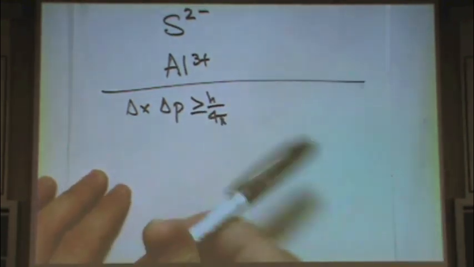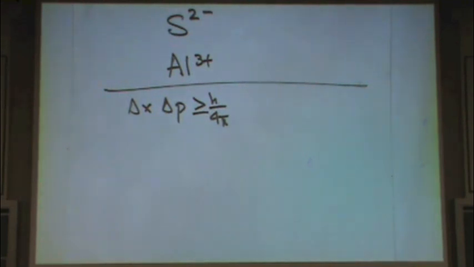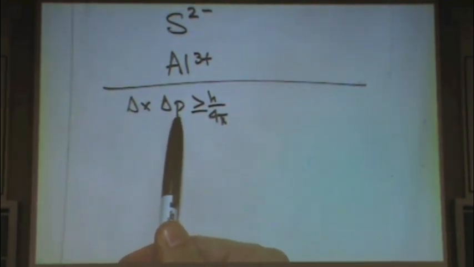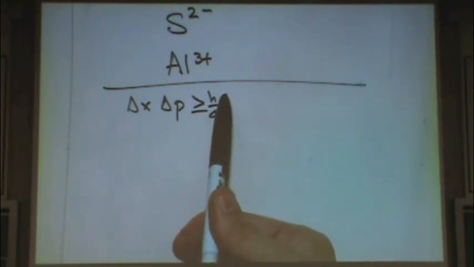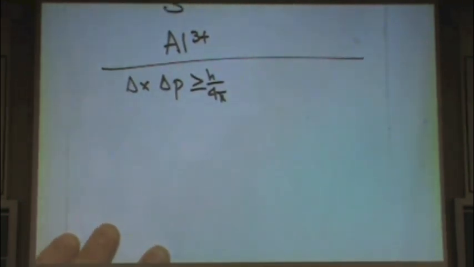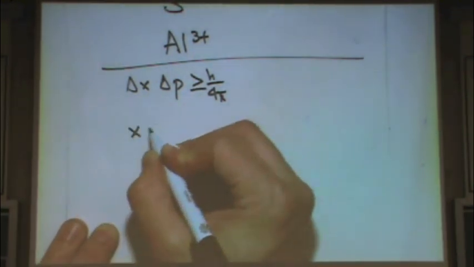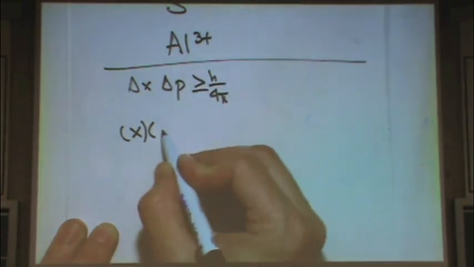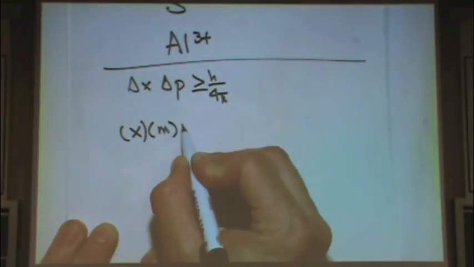What does this mean? The change, the delta, means uncertainty in position times uncertainty in the momentum is greater than or equal to h, Planck's constant, over 4 pi. Because that's kind of a funny way to look at it, I usually rewrite it like this: x times... momentum is just mass times velocity.